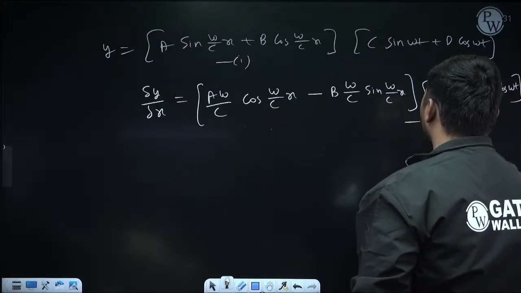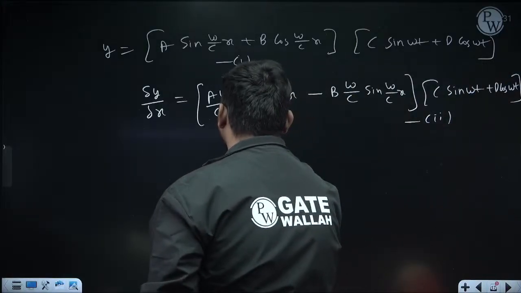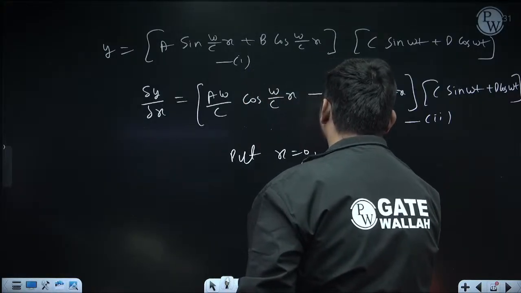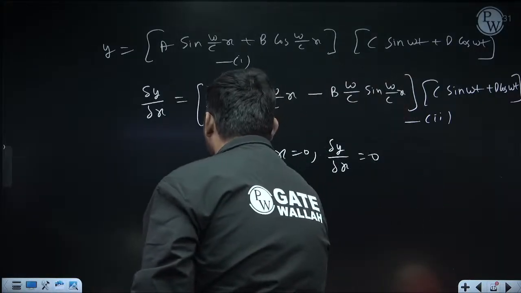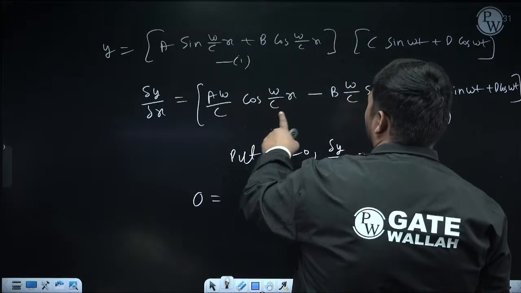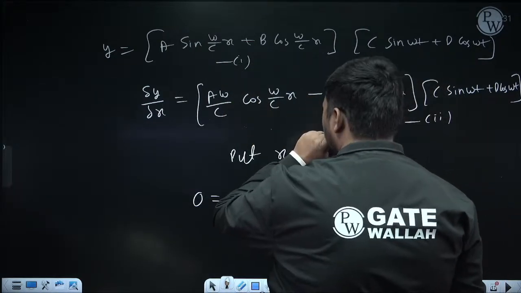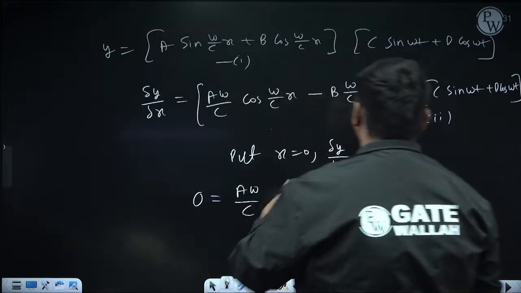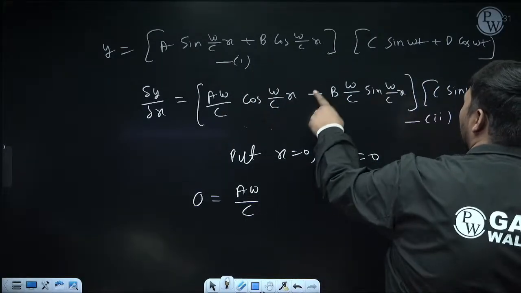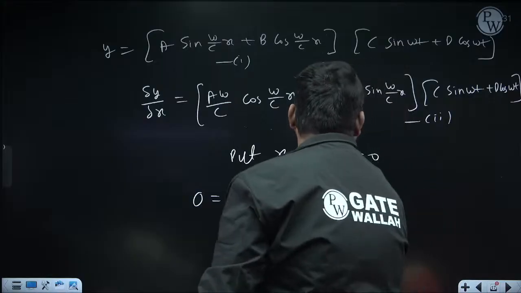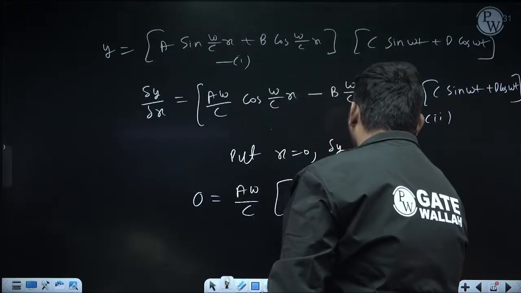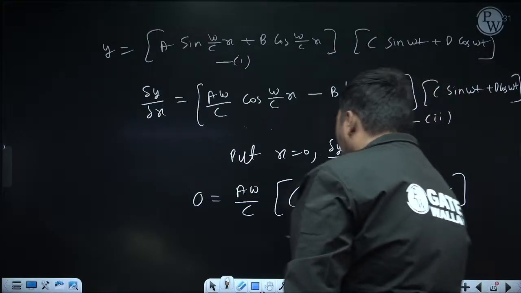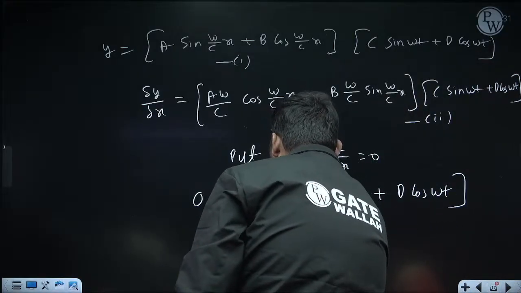This is equation 2. Now I am first putting x equal to 0 and del y by del x equal to 0. Here we put x equal to 0, cos 0 is 1, so it will be a omega by c. Here sine 0 is 0, so this part will be 0. So into (c sine omega t plus d cos omega t), and here a is coming equal to 0.